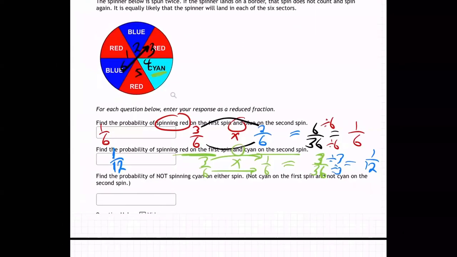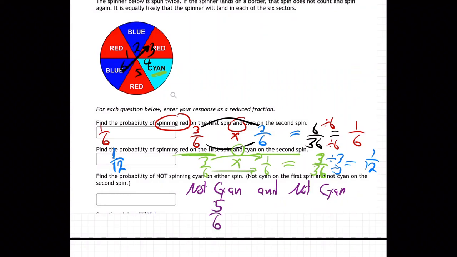And then finally, third question, find the probability of not spinning cyan on either spin, which means not cyan on the first and not cyan on the second. Oh, so that's interesting. Let's try that. So we'll say not cyan and not cyan. So what's the chance of getting not cyan the first time? 5 out of 6, right? 5 out of 6 are not cyan.